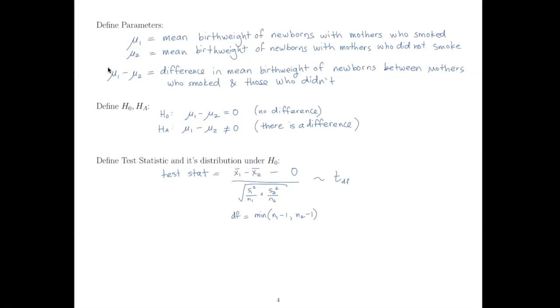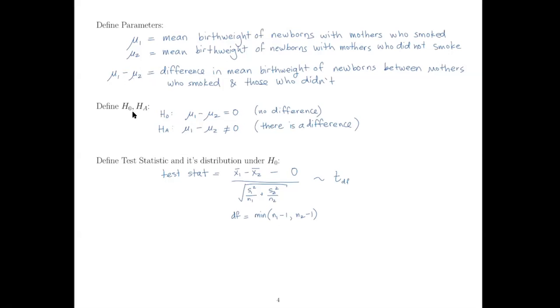If we go through and work this out and it were to give us a negative value, then that means that the mean weight of the newborns in the smoking group is smaller than the non-smoking group. Again, we can never know for sure. These are population parameters, so we can't actually calculate it out, but we're making hypotheses about it.